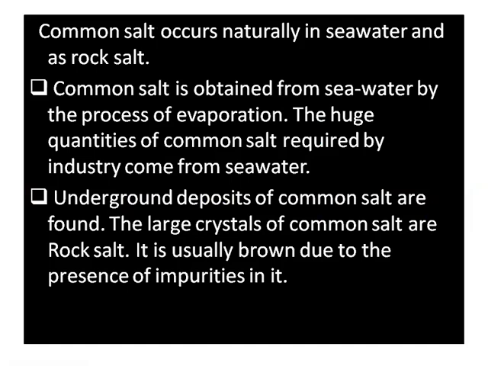Common salt occurs naturally also in seawater and as rock salt. Common salt is obtained from seawater by the process of evaporation. The huge quantities of common salt required by industries come from seawater. Underground deposits of common salt are also found. The large crystals of common salt are actually the rock salt. It is usually brown or dark brown due to the presence of impurities in it.